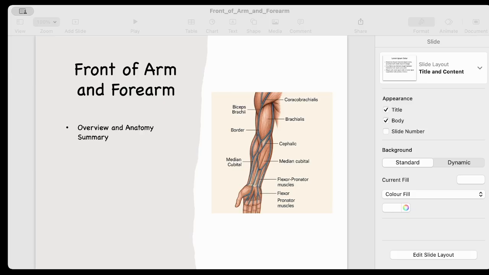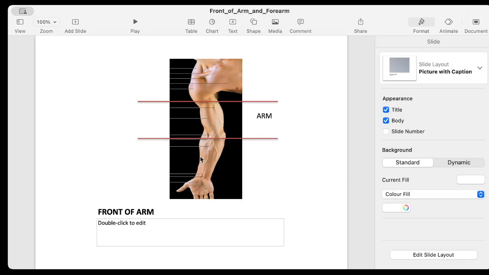I have given one picture. See this one, these 2 lines I have given. This portion is called arm. Above this is shoulder, below this is forearm, then it will be hand. Like that.